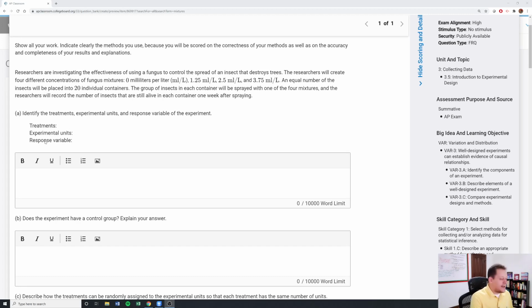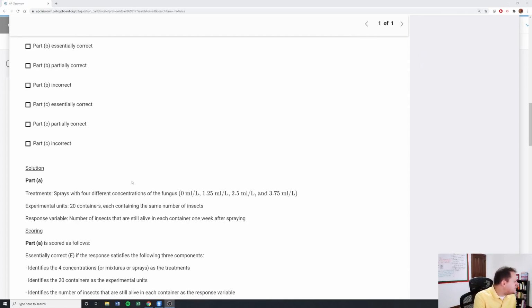The response variable, that is what we are measuring or observing when the treatment is complete, and that's going to be the number of insects that are still alive 1 week after spraying. Okay, so for part A, your treatments are the 4 different concentrations. The experimental units are the containers, and the response variable is the number of insects still alive in each container after 1 week.